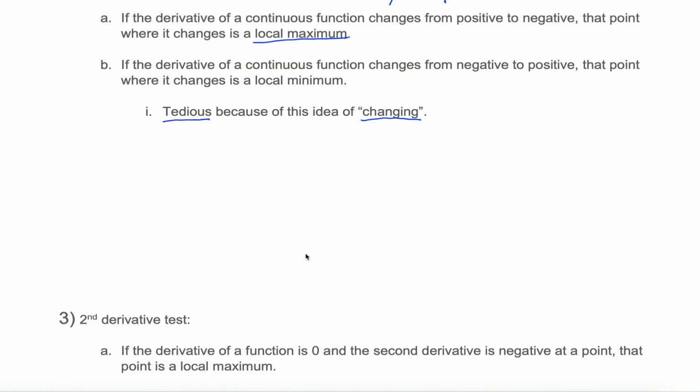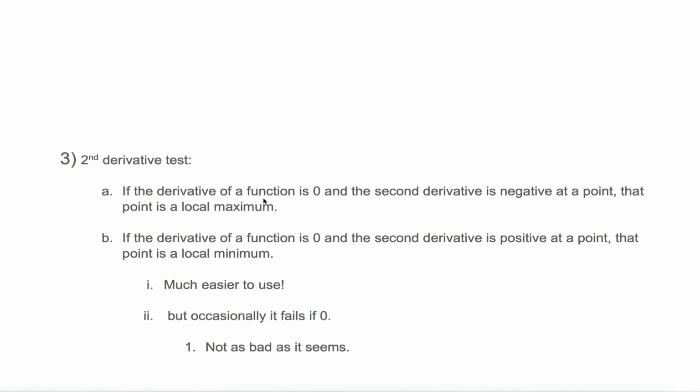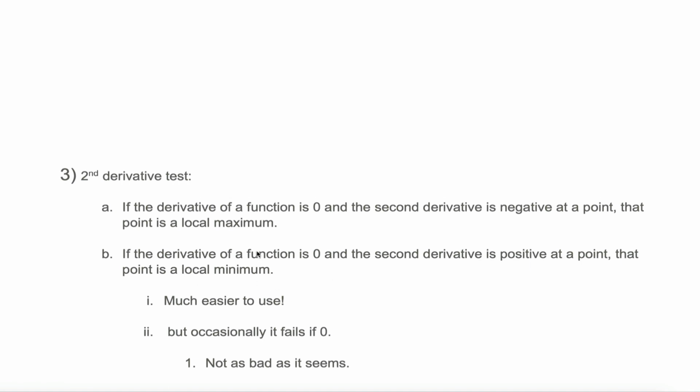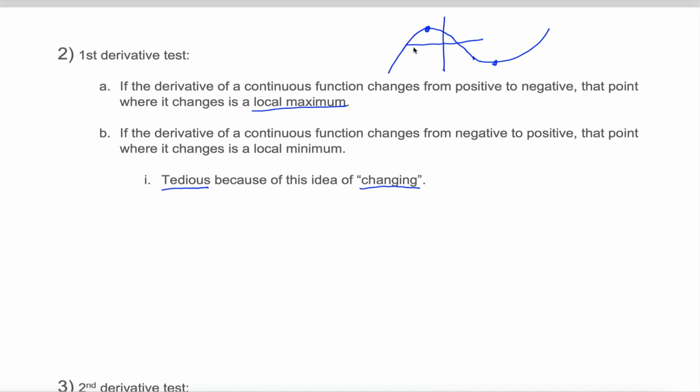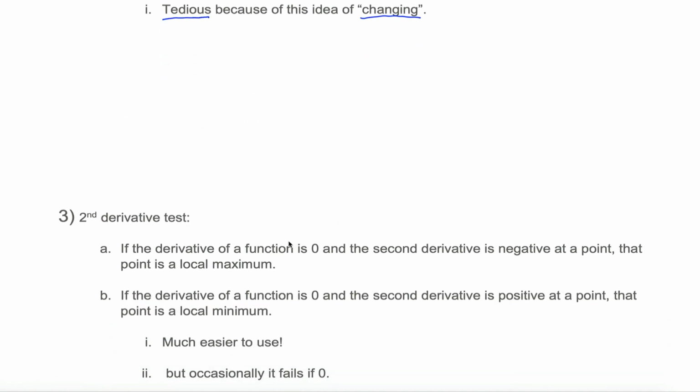And what the second derivative test tells you is that if the derivative of a function is 0 and the second derivative is negative, that point must be a local maximum. And if the derivative of a function is 0 and the second derivative is positive, that point is a local minimum.